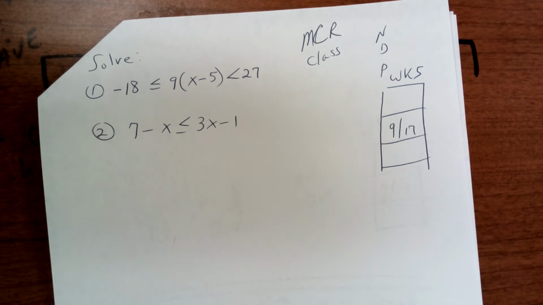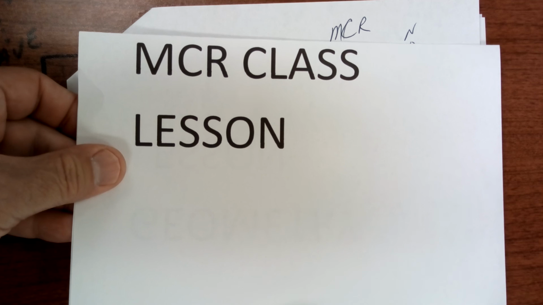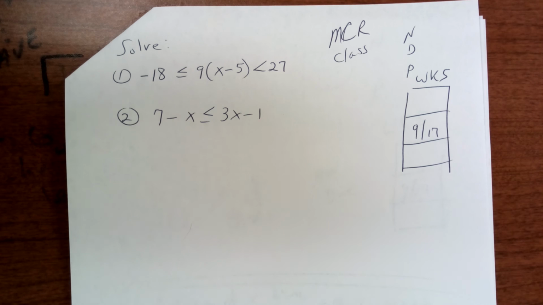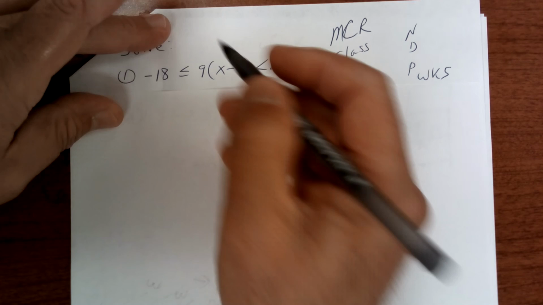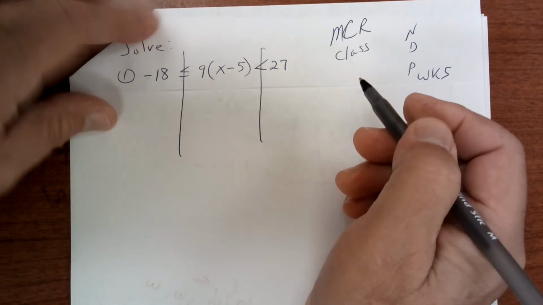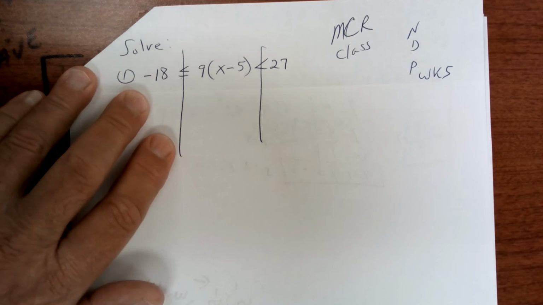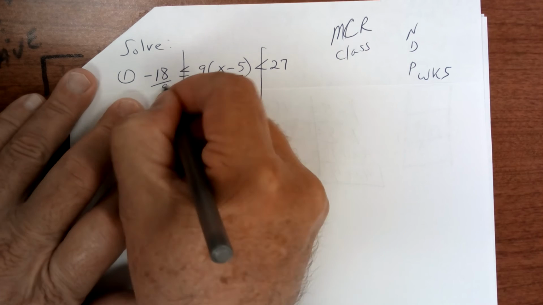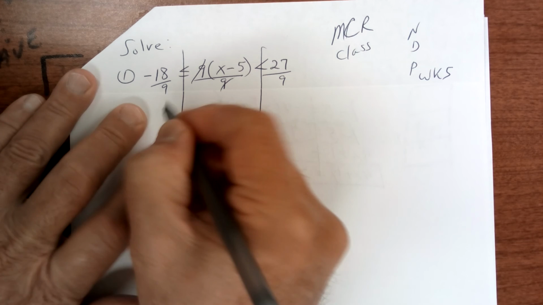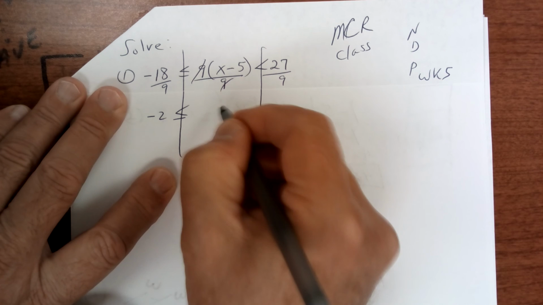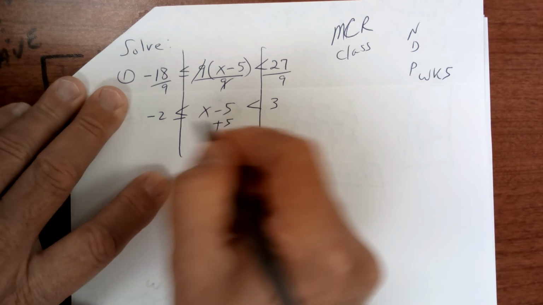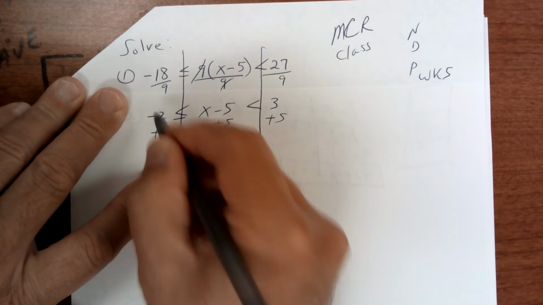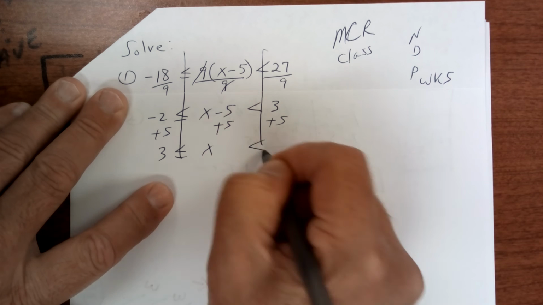All right, let's talk about MCR now. So for MCR class, here we go. If you're in geometry, of course, you're not going to do MCR. All right, so this right here, you're going to distribute. Draw your line. It's actually a compound inequality. What I'm going to do is divide by 9. You can do that. So you get negative 2 and then 3. And then you just add 5. And you get 3 is less than x is less than 8.